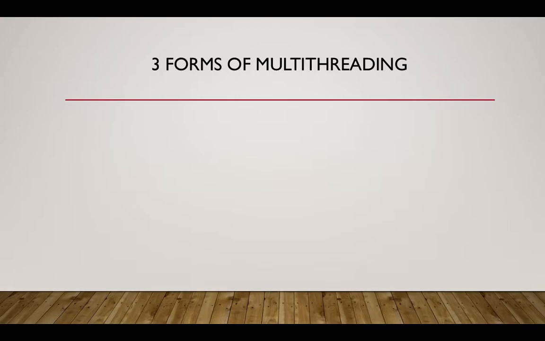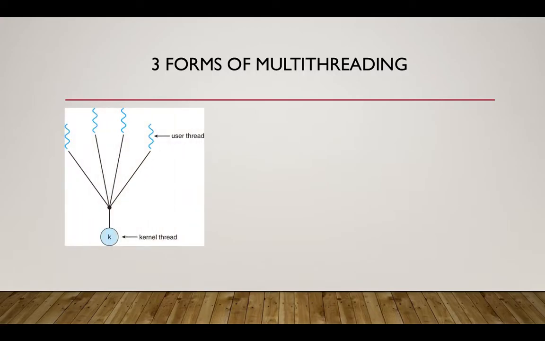There are three forms of multi-threading. Many to one is the first: many user level threads to one kernel level thread. This allows the application to create any number of threads that can execute at the same time. Also, only one thread can access the kernel at a time.